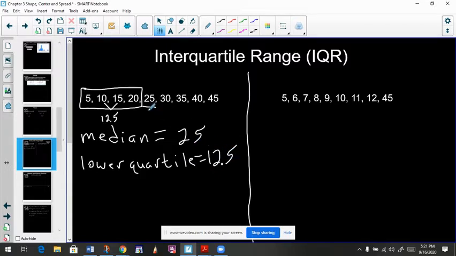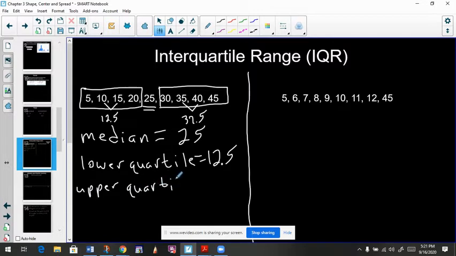And now for the upper quartile, remember this was the median. For the upper quartile, you look at all the numbers bigger than the median. Notice that I don't box in the median, just everything bigger than it. I find the middle number, looks like there's 2 of them. I need to average them. That's 37.5. So for my upper quartile, I get 37.5.